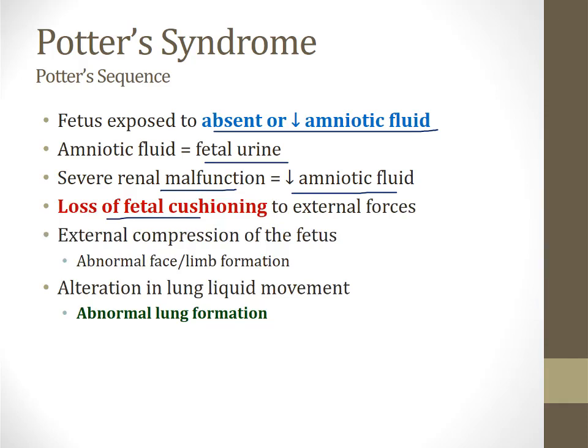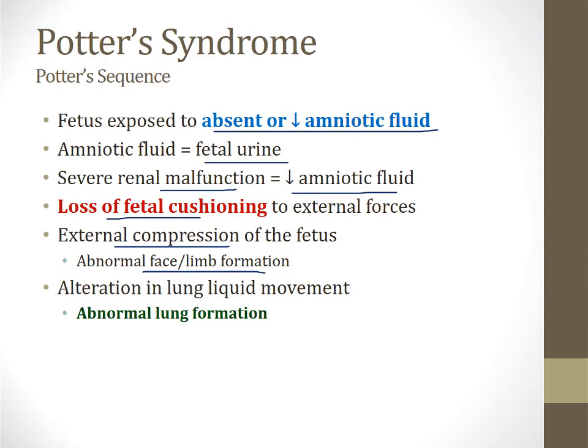The amniotic fluid in the womb protects the baby from pressure from the organs in the mother's abdomen. If there's not enough amniotic fluid, all those organs in the abdomen will push on the baby. This will lead to external compression of the fetus in the womb, and the baby's face and limbs won't form normally. These babies are born with smushed faces and abnormally formed limbs.